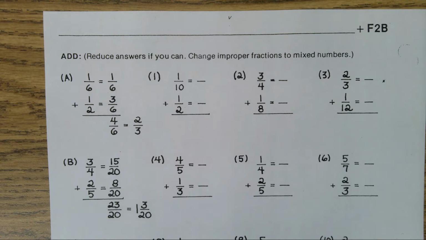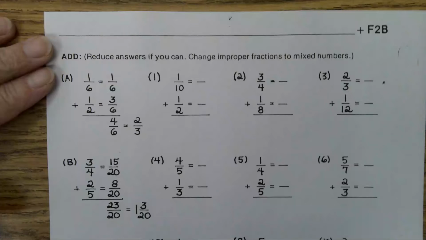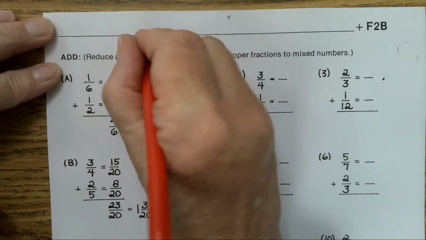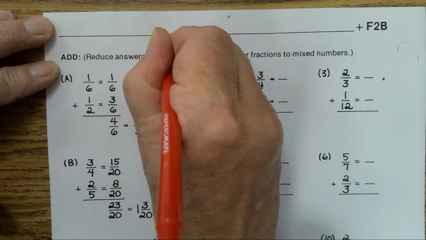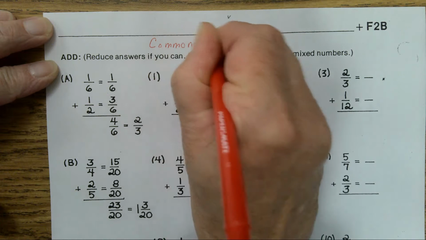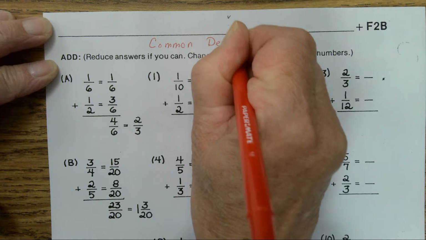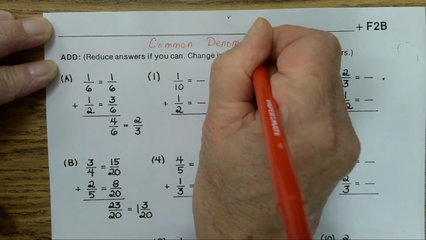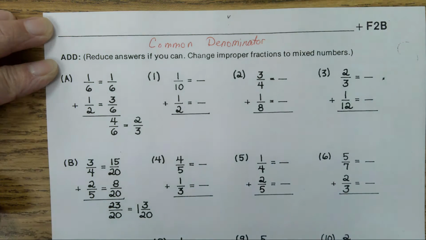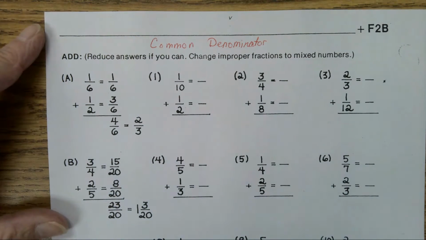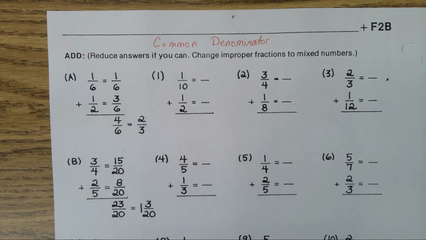So, when you add and subtract fractions, you have to find a common denominator. It's best if you can find your least common denominator, but any common denominator will do. If you don't find your least common denominator, at the end you will have to simplify your fraction.